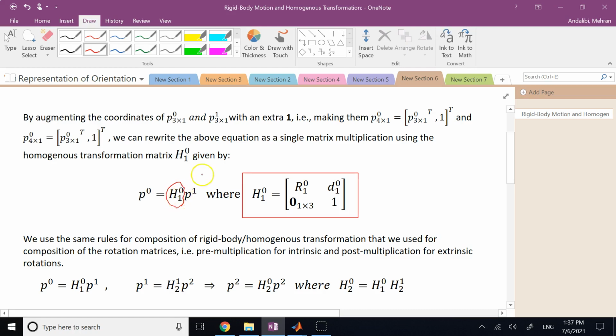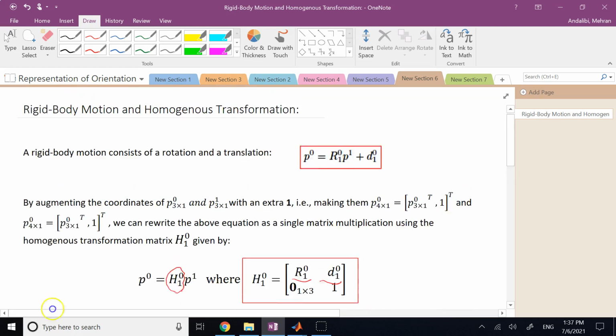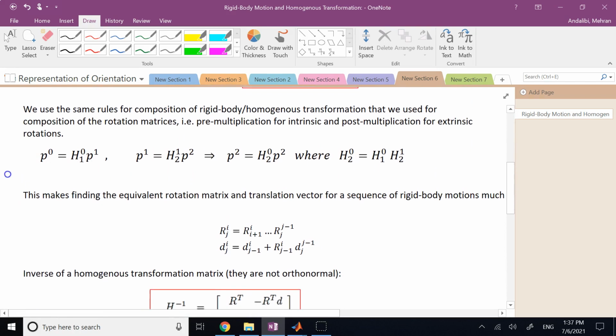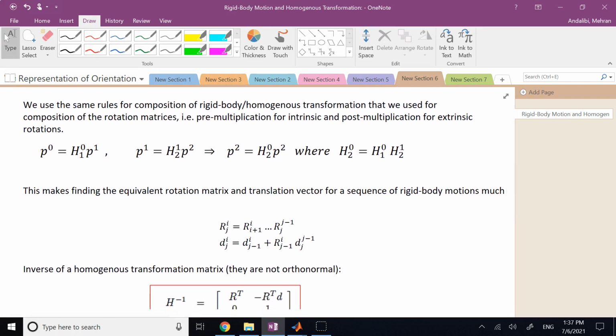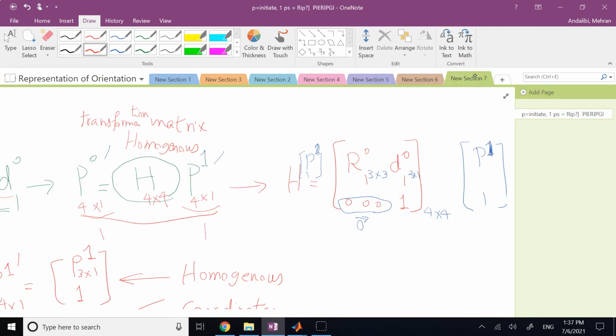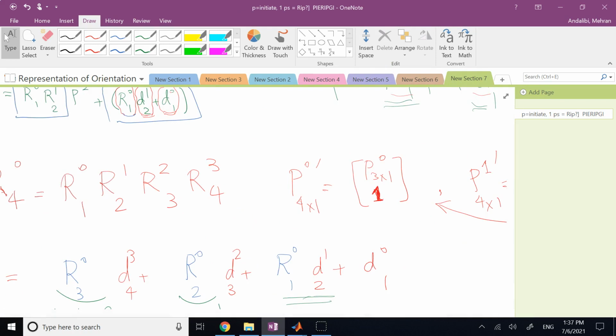So what does H of 1 with respect to 0 do? It takes P1 back to P0, considering that it can do both rotation and translation, and this is making life very easy. So now if I have two rigid body transformations right after each other, I do not need to go and use these formulas that I had here.